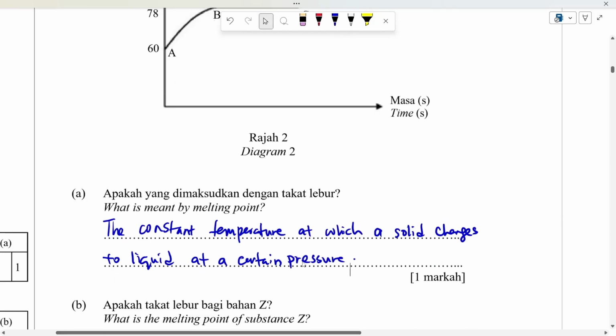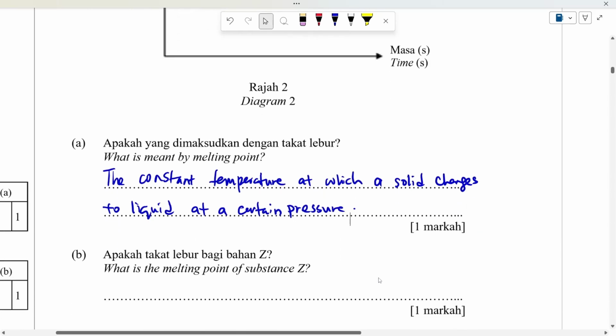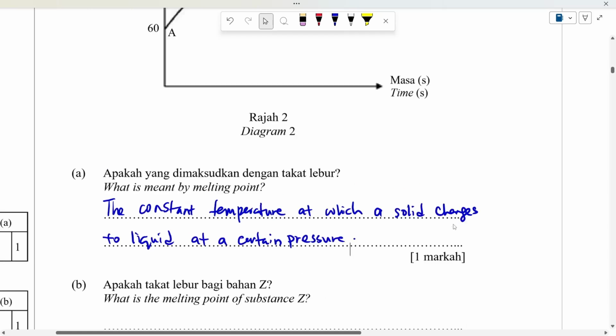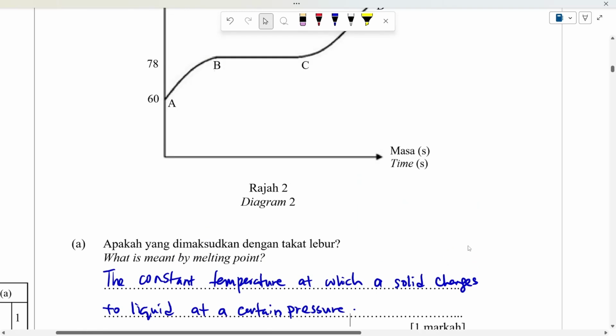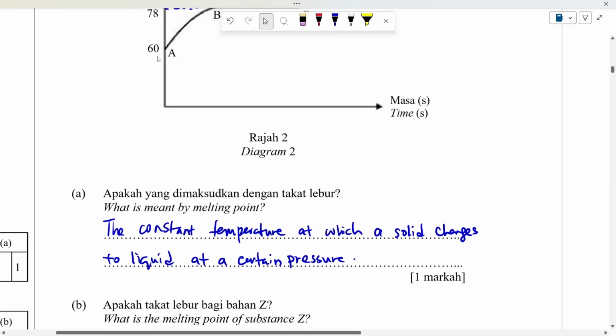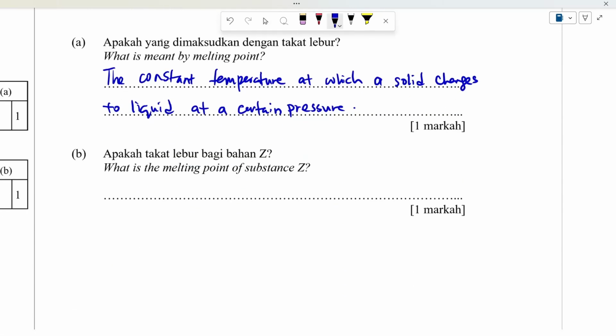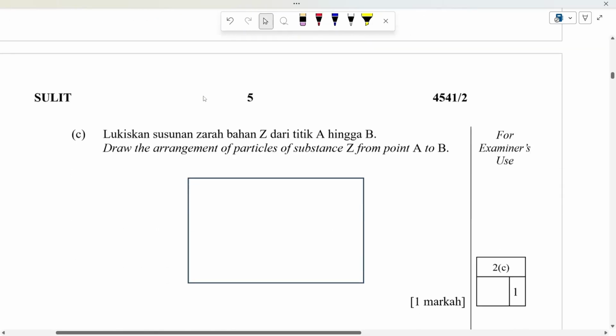Now, what is the melting point of the substance Z? Anessa? Okay, 78. If you are asked to label it, you have to be able to label it. Use the dotted line. So 78, this one adjust a bit. So 78 degrees Celsius. Don't forget the unit. Okay, number 3.